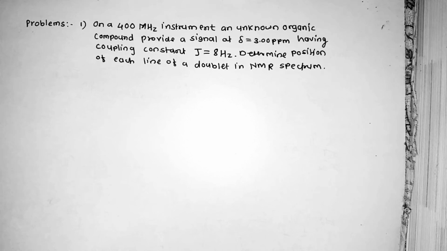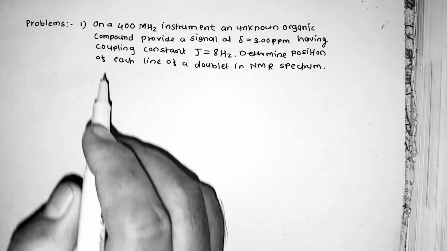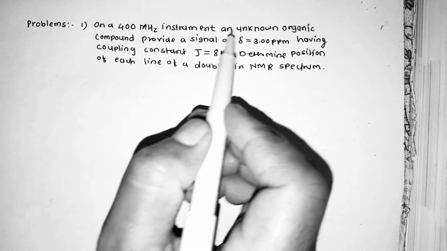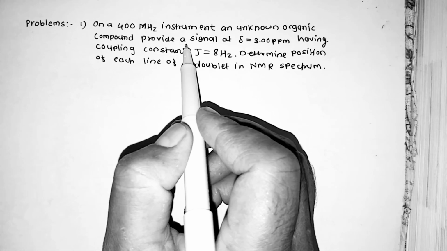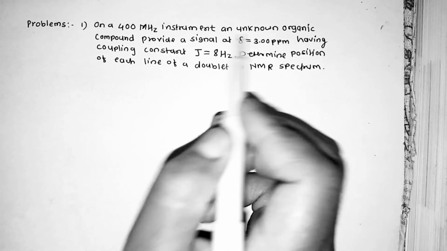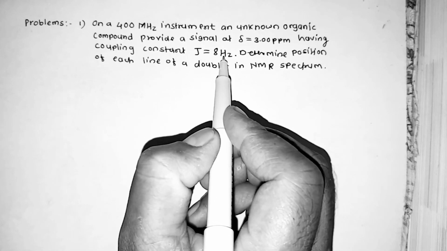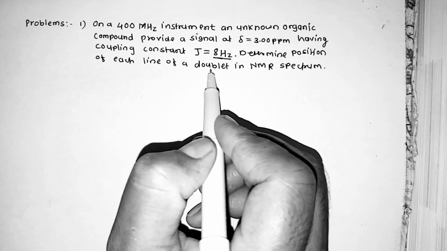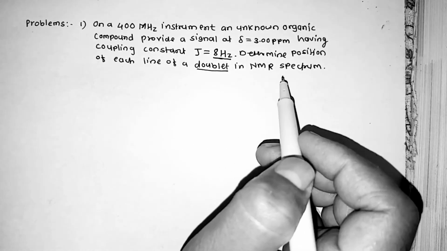Good evening, students. Today we will discuss some numerical problems on NMR spectroscopy. So, here the problem is that on a 400 MHz instrument, an unknown organic compound provides a signal at del 3.0 ppm having coupling constant J equal to 8 Hz. Determine the position of each line of a doublet in NMR spectrum.